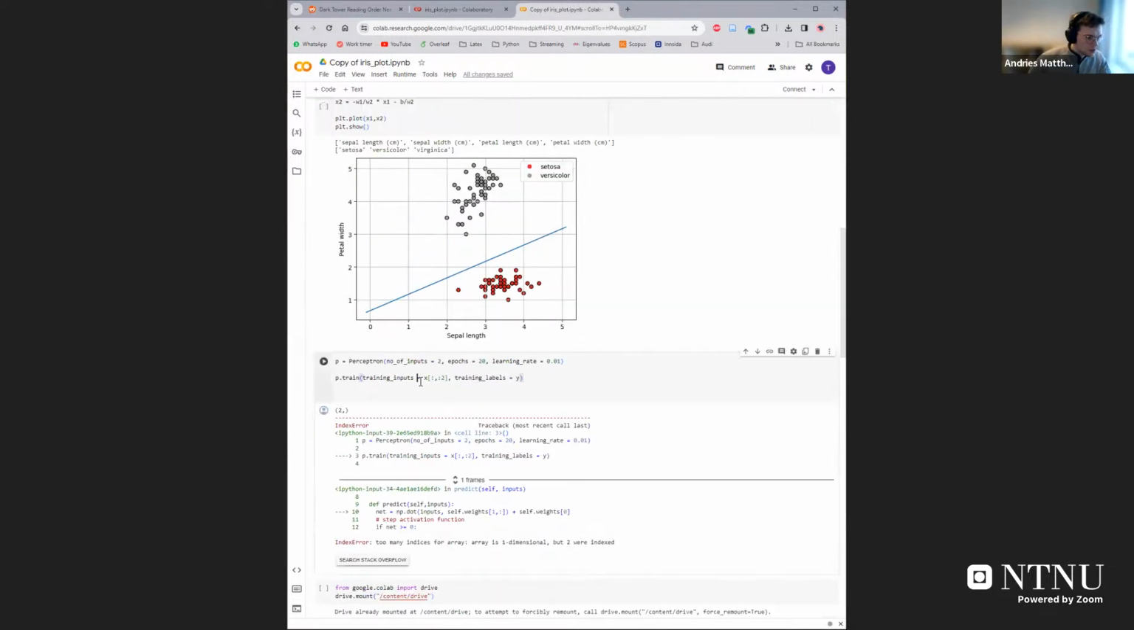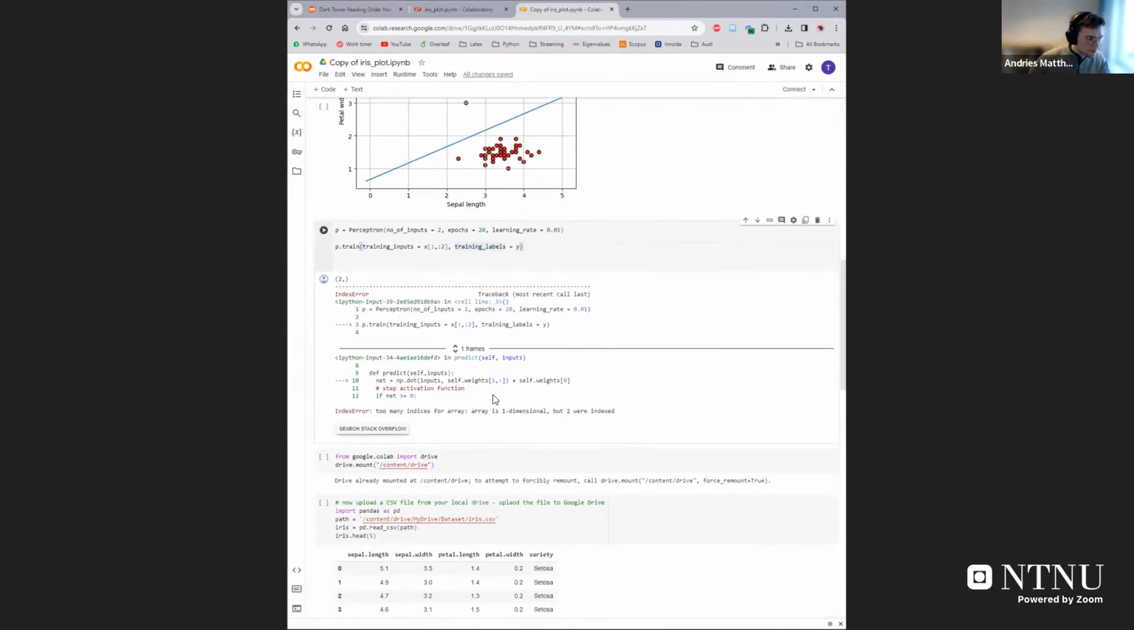So let's see. We were here. Not sure what the problem is here. Too many indices for an array: one-dimensional, but two were indexed.